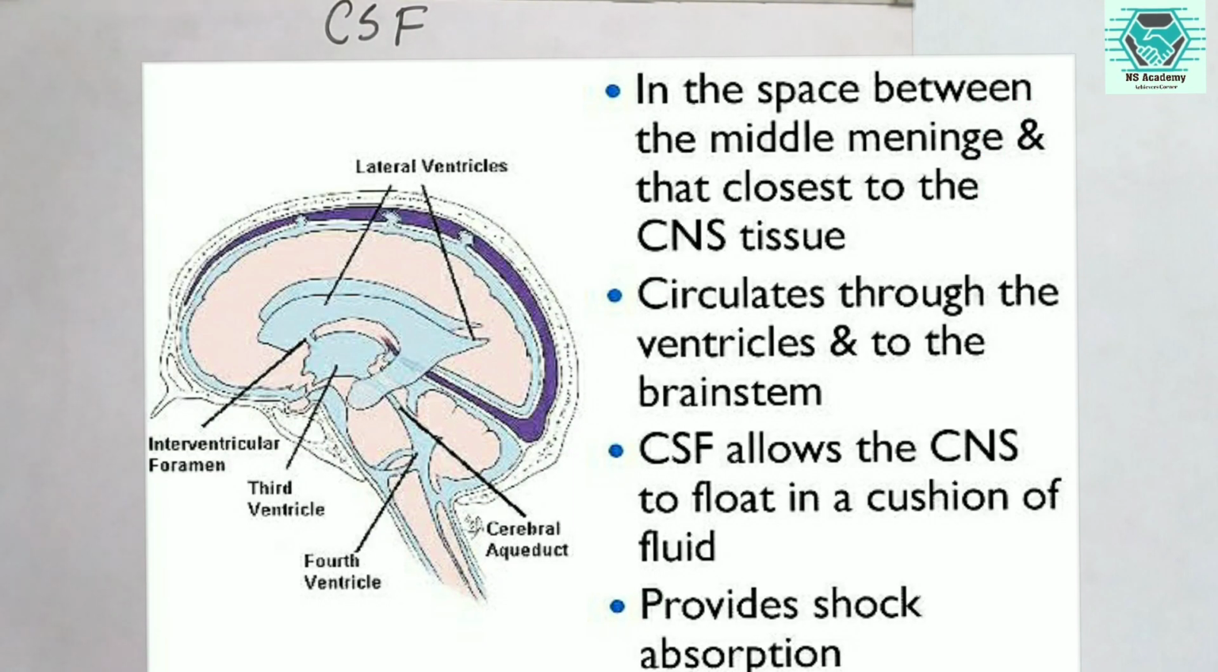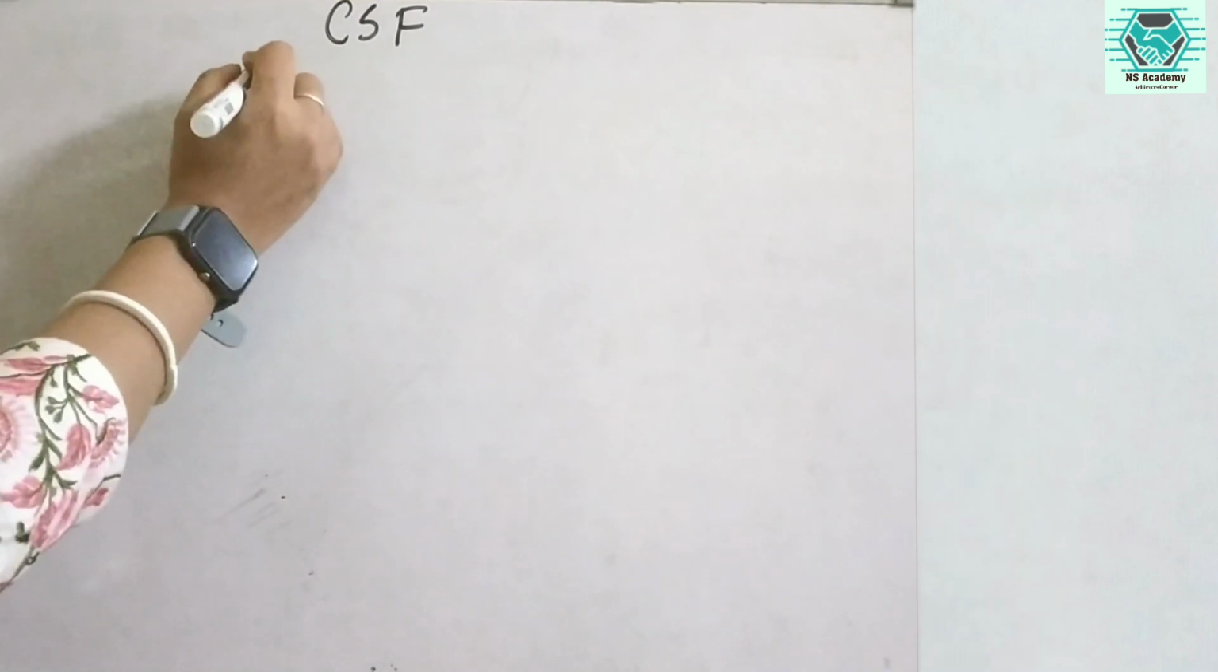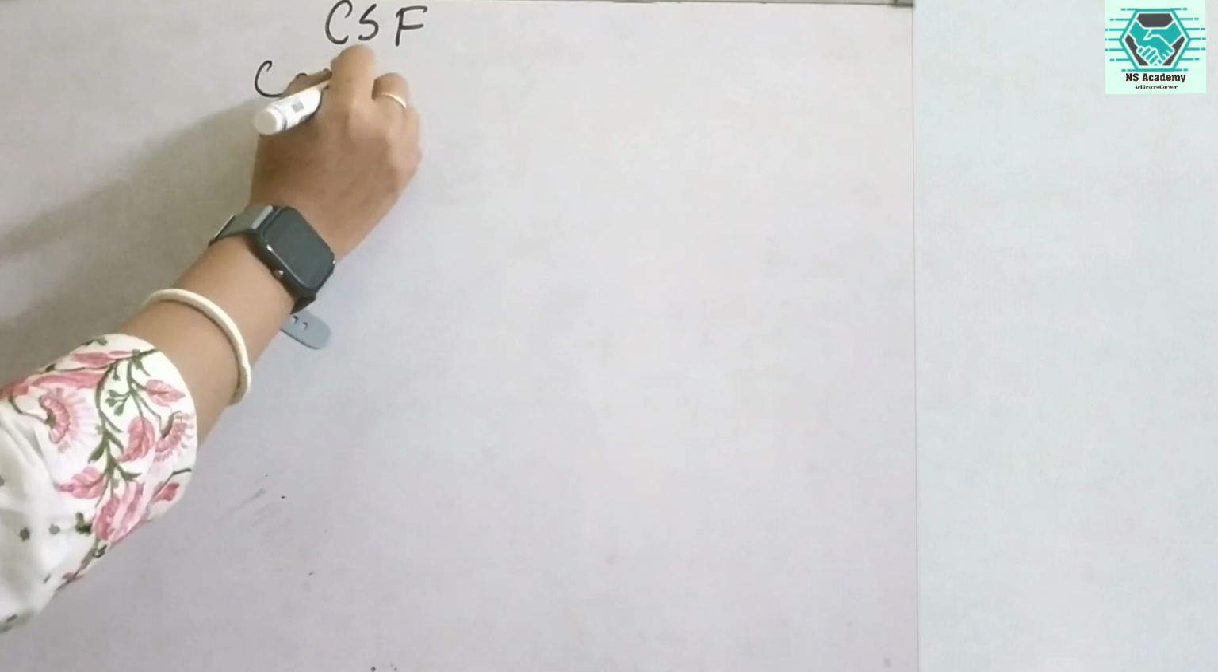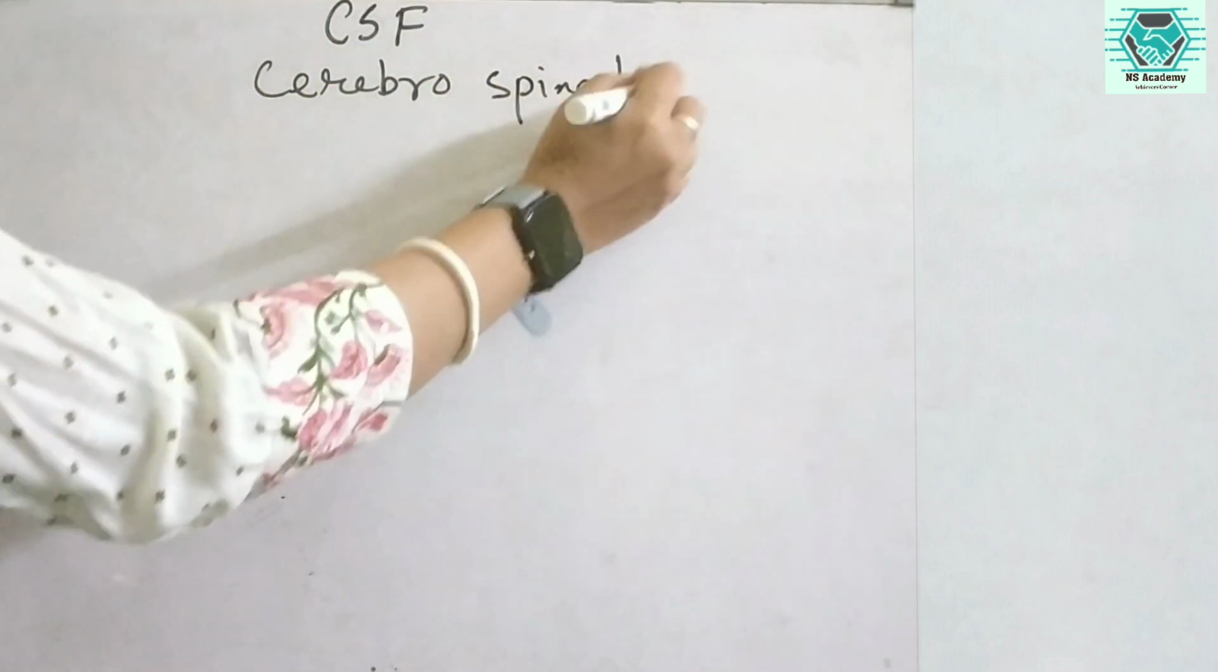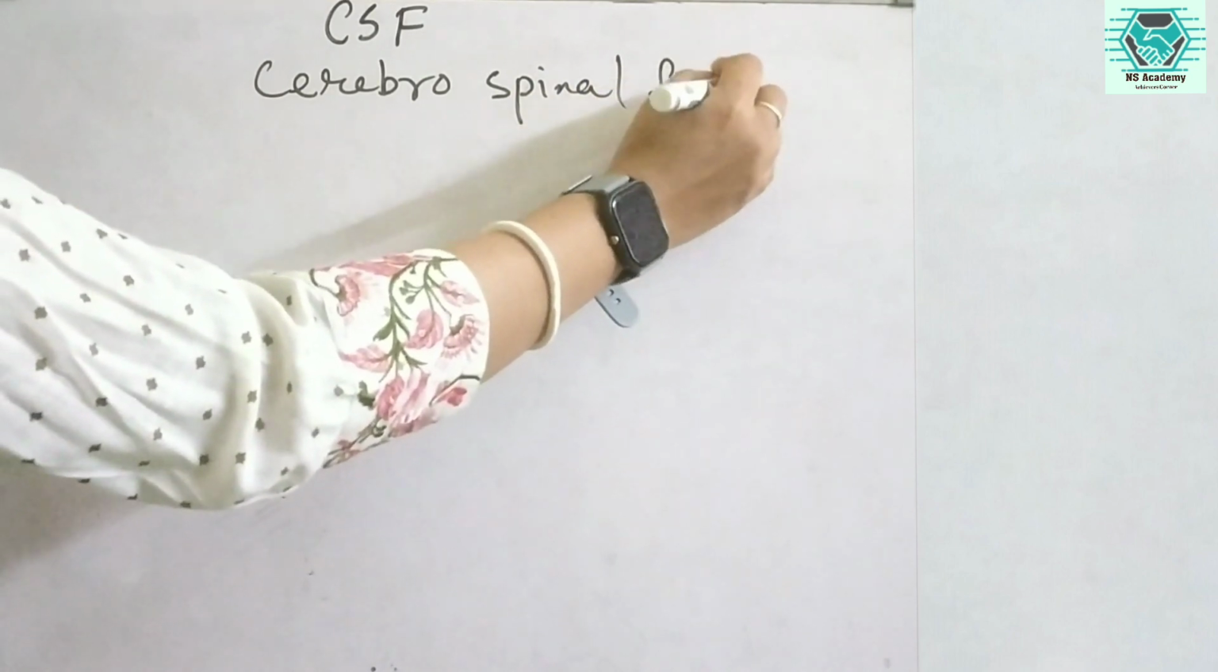Today our topic is CSF, one of the most important fluids of our brain and spinal cord. The fluid present in the nervous system is cerebrospinal fluid. So the full form of CSF is cerebrospinal fluid. Now, what is this?